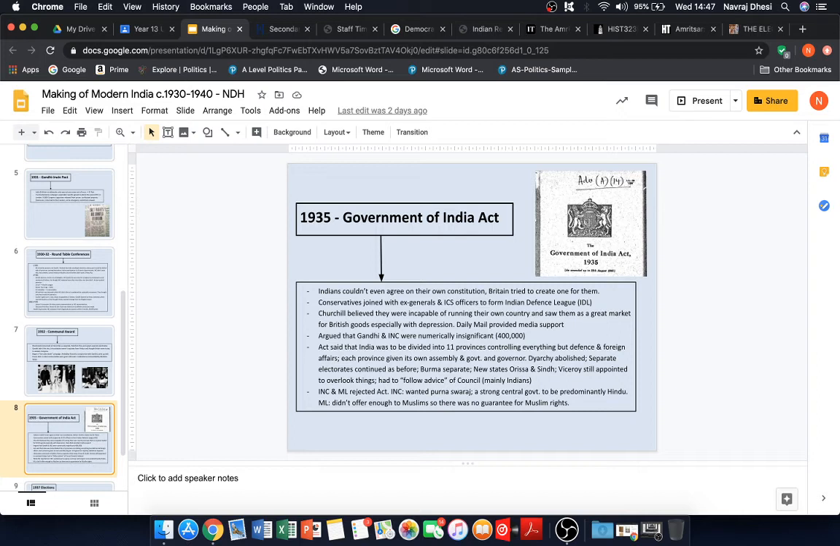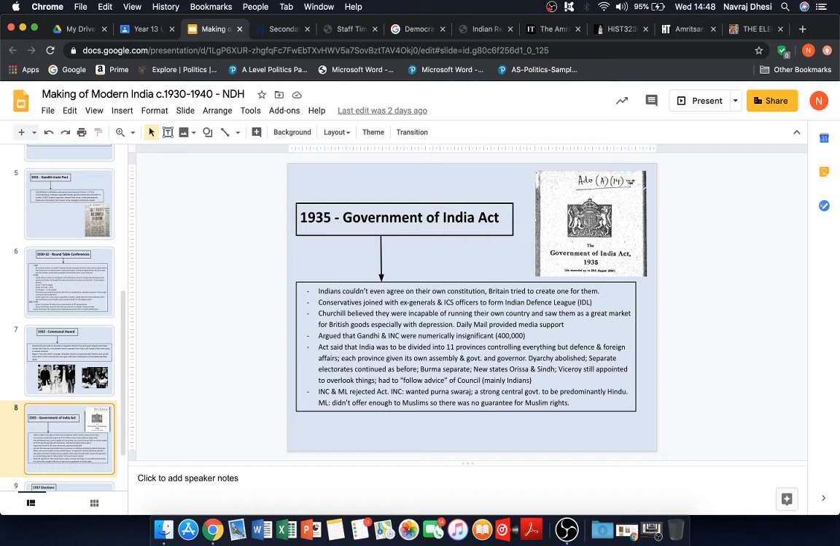Now, the act itself said that India was to be divided into 11 provinces controlling everything but defense and foreign affairs. Each province was given its own assembly, government and governor. Diarchy was abolished, which was first introduced by the Montagu-Chelmsford reforms in 1919. Separate electorates were continued as before. Burma was separate. New states such as Orissa and Sindh were created.